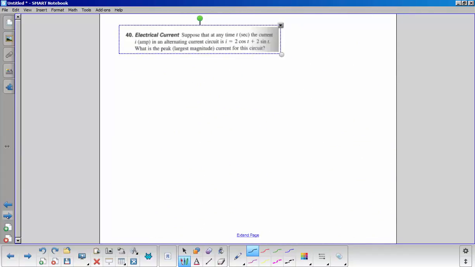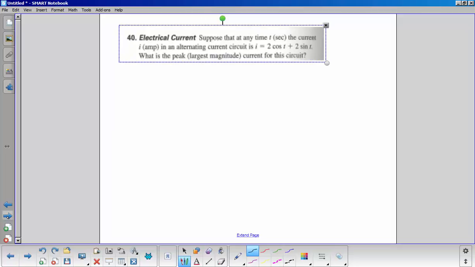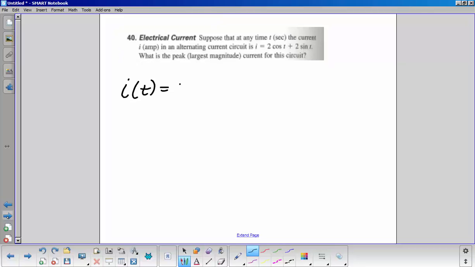Move right along. Number 40, electric current. I had to assign this because I'm an electrical engineer. And current is alternating, right? That comes out of the wall. Suppose at any time t, the current I of t is equal to 2 cosine t plus 2 sine t. What is the largest magnitude current for this circuit? So I need a max, don't I? So what is I prime?